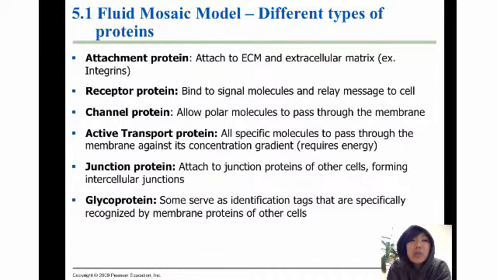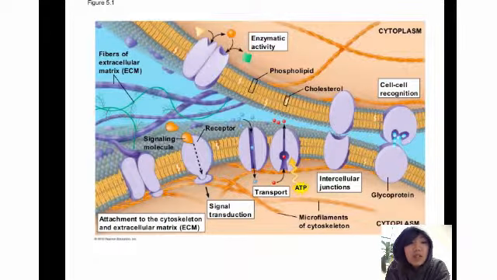In terms of the mosaic part, there are the different types of proteins you can find in the membrane. There's a lot of them. On this PowerPoint slide, you can see the names of the different types of proteins you can find in a membrane. These are different ones that you're just going to have to know. I would encourage you to read through these and write these down in your notes.